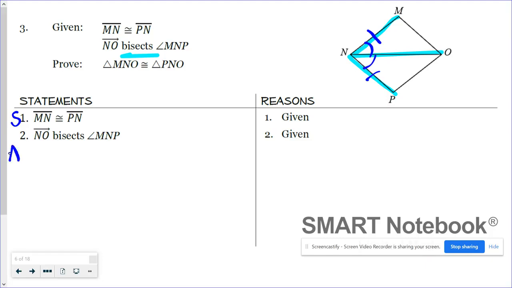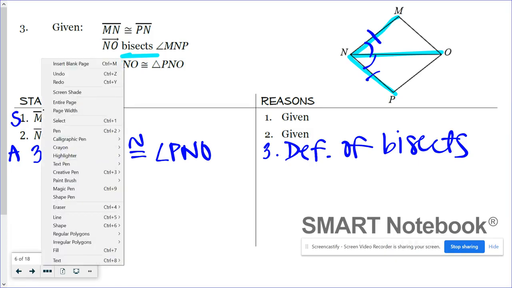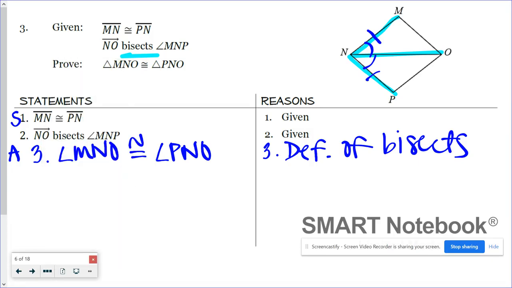So in step 3, I'm going to be naming a pair of congruent angles. I'm going to say that angle MNO is congruent to angle PNO. And that's all because of the definition of bisects. So I've gone through all of my given information, and I have two congruences. Remember, you need three of them. So once you get through your given information and you're still short a congruence, look in your diagram. Look for shared sides, look for vertical angles.